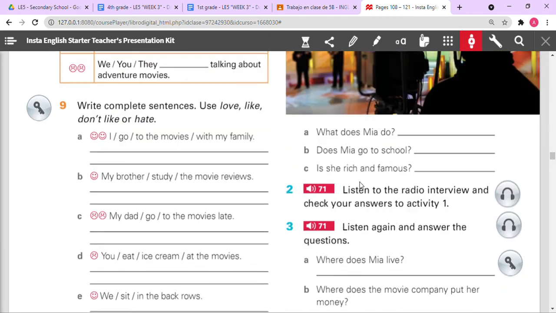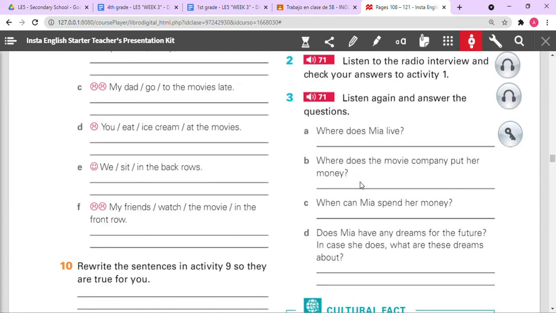Now let's continue with the second block. It's the same audio, so you can play the audio again, there's no problem. Where does Mia live? I'm going to give you three choices: Lima, Mexico City, or California? Of course, California. Very good.